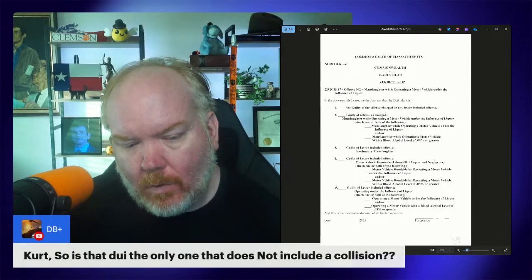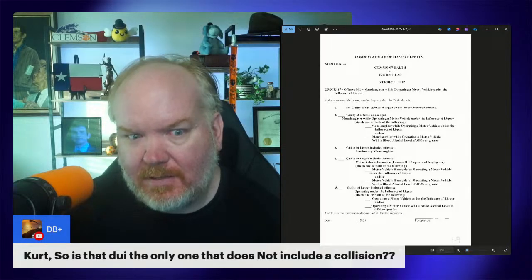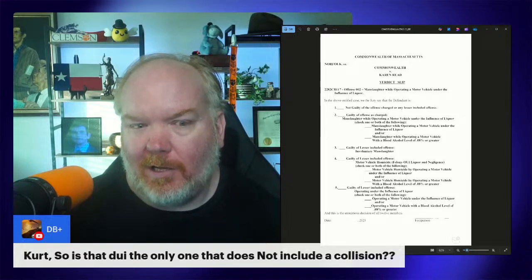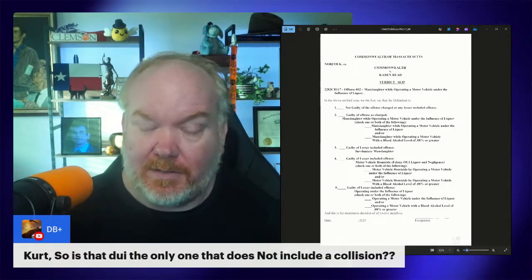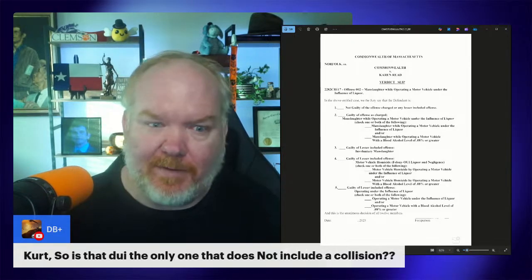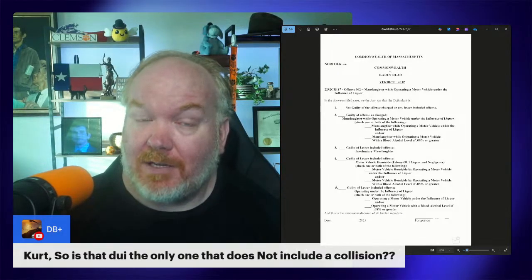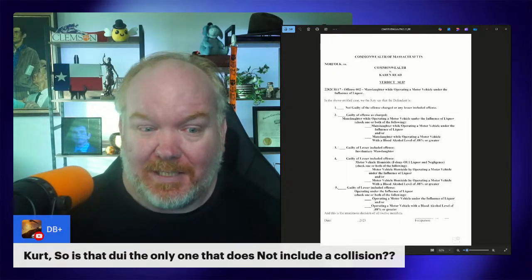The DUI, the only one that does not include a collision? Yes, the straight DUI charge does not involve a collision. All it requires is that she was driving drunk, or under the influence. Either way, all it requires is that she was driving drunk. That's it. End of analysis. Yeah.